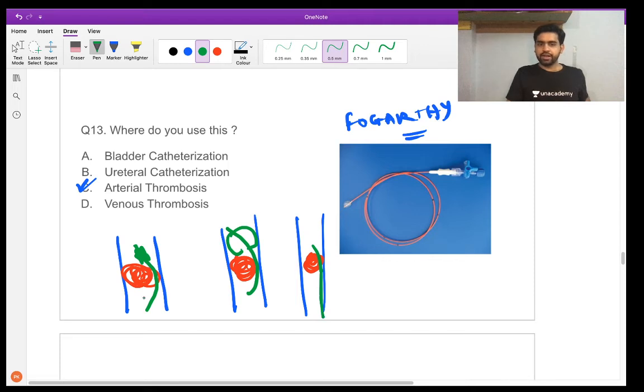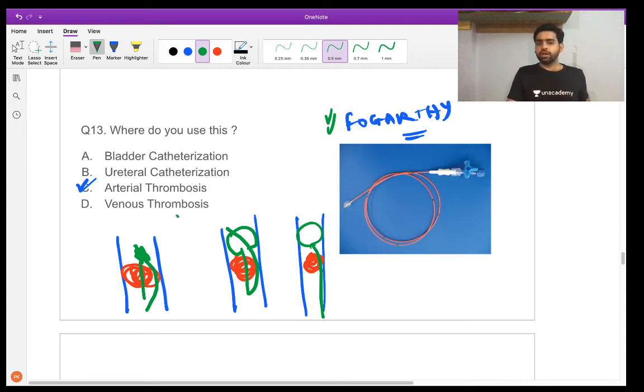Actually, it's a catheter that can even pass through the thrombus. Not a DJ stenting, a Dormia basket, okay? So here you have to pass through the thrombus, go inside, inflate the balloon, and once you have inflated the balloon, you pull this out, and the balloon will bring the thrombus along with it. So this is the mechanism of action of a Fogarty catheter. In a similar way works the Dormia basket, which you use in the ureteroscopic retrieval of stones.